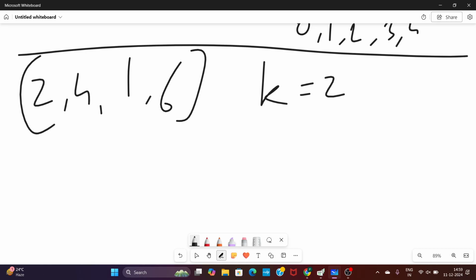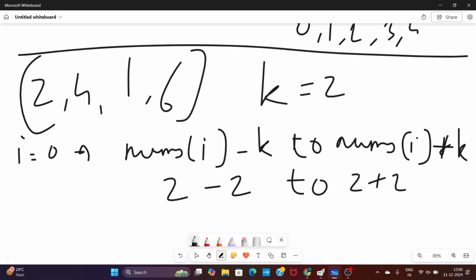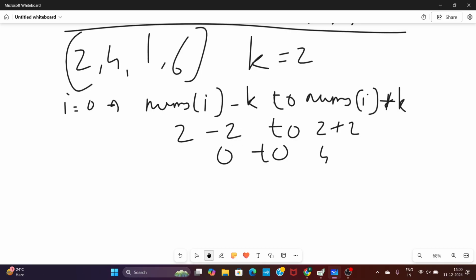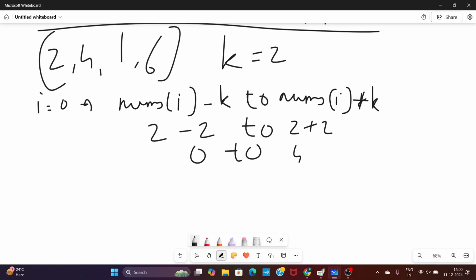So basically, for i equals 0, nums of i is 2. We have to replace it with any number from nums of i minus k to nums of i plus k. So 2 minus 2 to 2 plus 2, which is 0 to 4. So we have got the range 0 to 4 first.